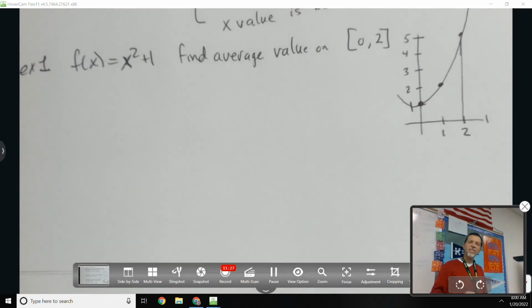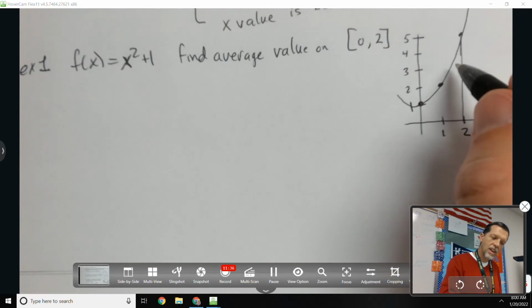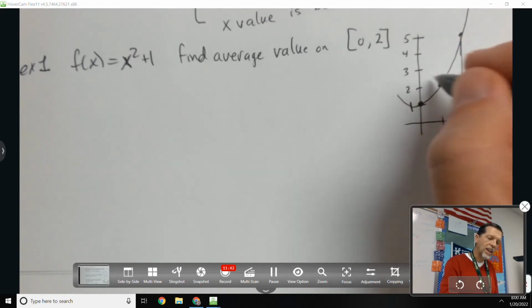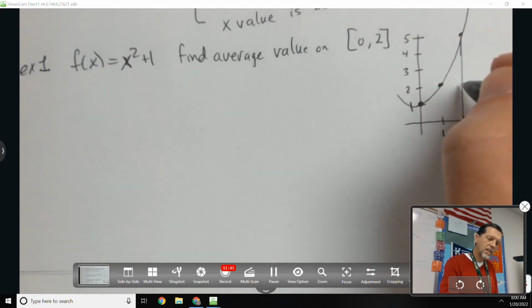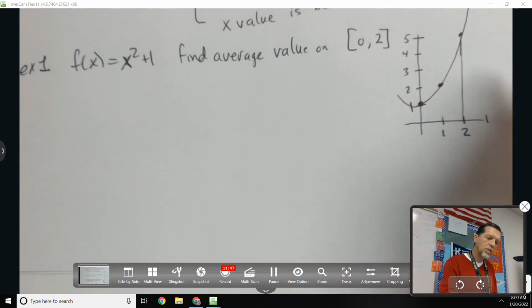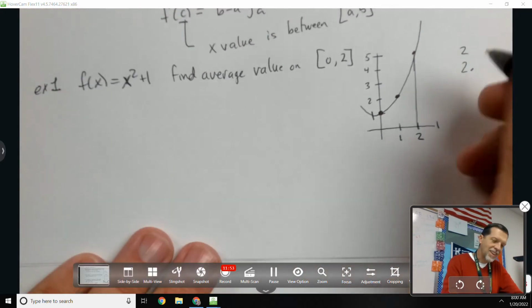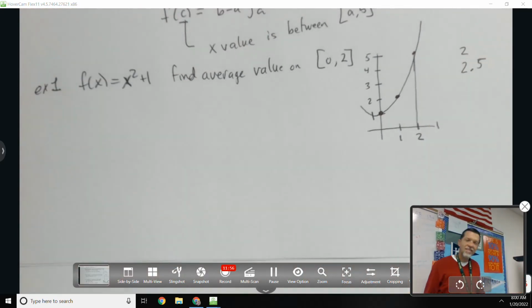Any other guesses? What's that? Like more than 2, you think? And I mean, right now I mean the y value. So what's that average height? In between 2 and 3? Put your name on it. What do you think? Give me a 2.5. Okay. Anybody else want to hazard a guess on what they think that average value is?